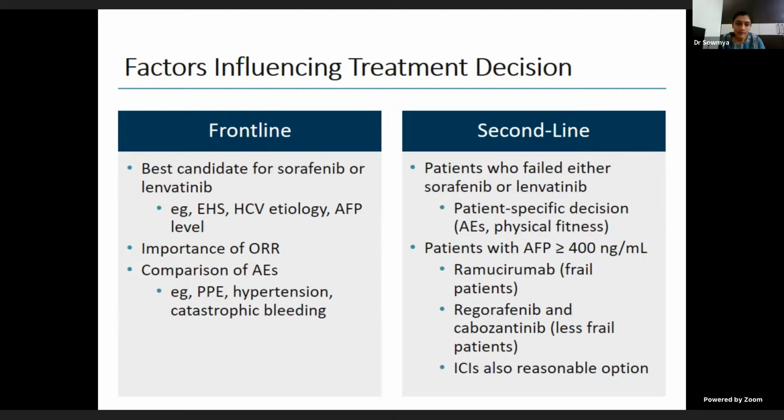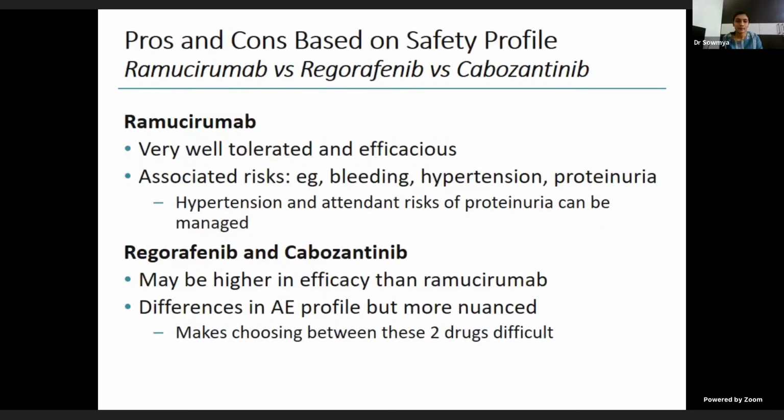When we are choosing between sorafenib and lenvatinib, we have to compare what is the HBV or HCV etiology or AFP level. In comparison of adverse effects like palmoplantar erythrodysesthesia, hypertension, or catastrophic bleeding should be considered. In second line, patients who failed either sorafenib or lenvatinib can be switched over to cabozantinib. However, in patients with more than 400 AFP, ramucirumab can be chosen, and regorafenib in patients who have previously tolerated sorafenib. And immune checkpoint inhibitors are also a reasonable option in the second line treatment of HCC.